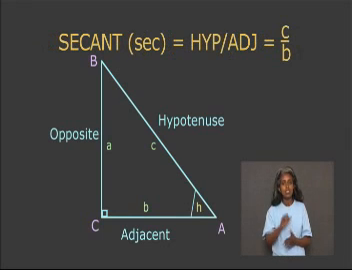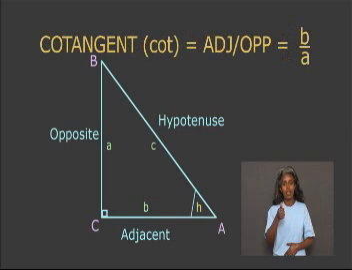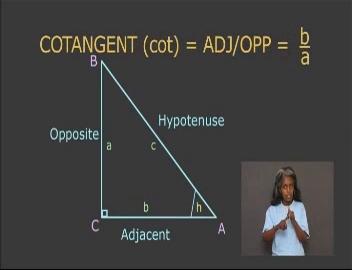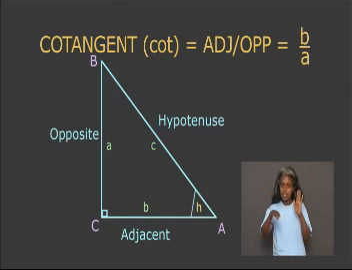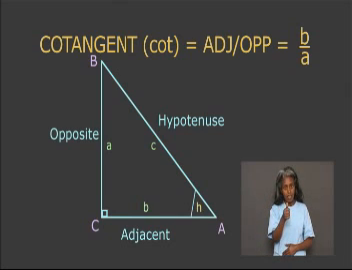The secant is the ratio of the length of the hypotenuse to the length of the adjacent side. We see here that it is C over A. Finally, the cotangent is the ratio of the length of the adjacent side to the length of the opposite side. Can you guess what that is represented as here? You guessed it, students. It is A over Y.